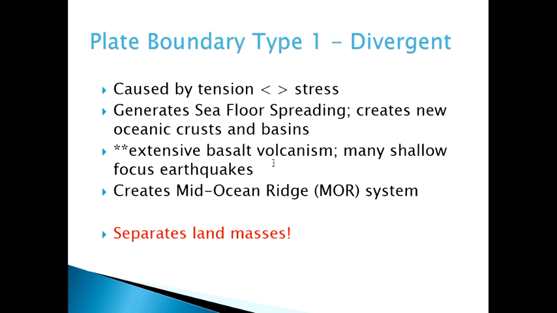What we find there: extensive volcanism, many shallow earthquakes. It's the start of this giant mountain range that I mentioned at the bottom of the oceans, the mid-ocean ridges. But most importantly for dinosaurs, what I write down here in red, it separates the land masses.